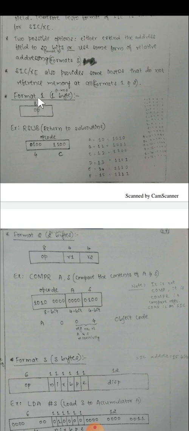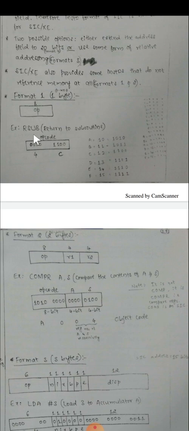See, this format number 1 has 1 byte of memory. It means its length is 1 byte. A format 1 instruction needs 1 byte of memory. Okay, so how many bits does it want? 8 bits. So those 8 bits are reserved only for one field. That field is the opcode field, that is the OP field.